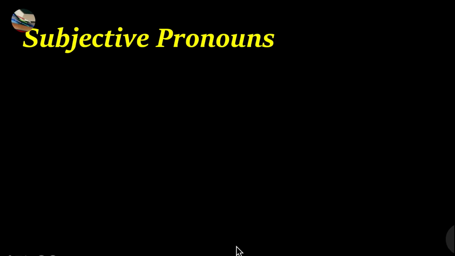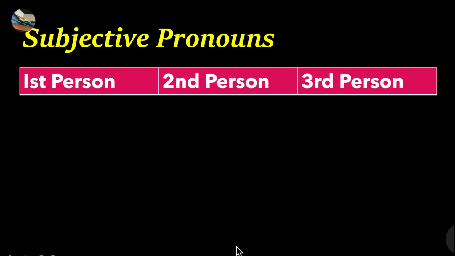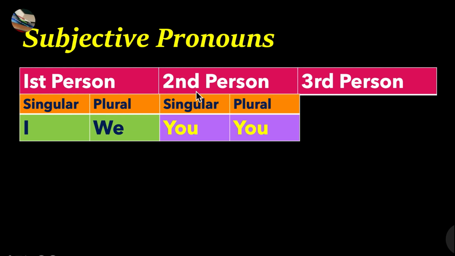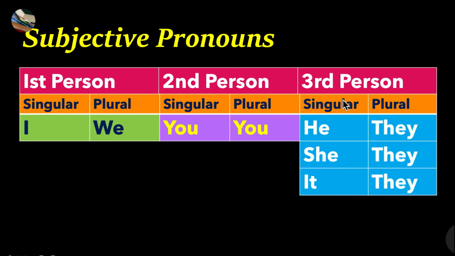Next, subjective pronouns. We can make a table to understand the whole of subjective pronouns. We have the first person, singular and plural. In the first person, we have I, we. In the second person, we have singular and plural: you, singular, and you, the same as the plural form. In the third person, we have singular and plural. He, singular, its plural is they. Likewise, she, singular, its plural form is they. It, singular, its plural form is they. We move on to the next.